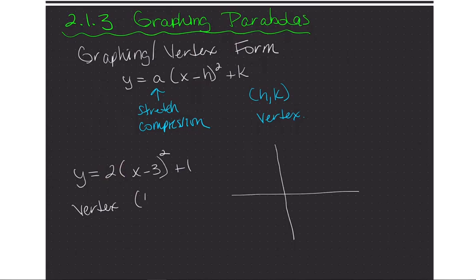So my vertex is the point (h, k). What do you think my h is going to be?